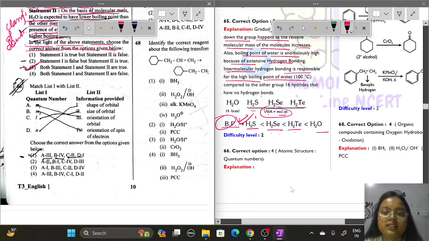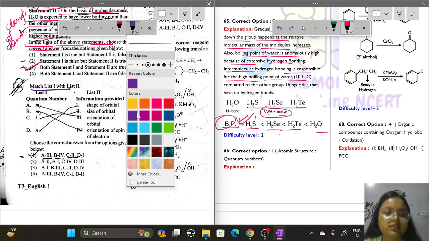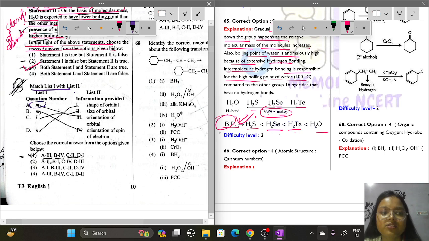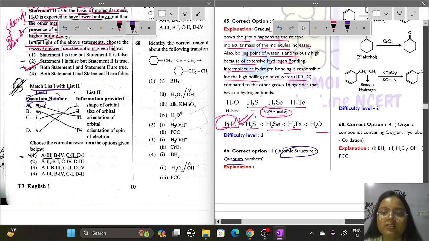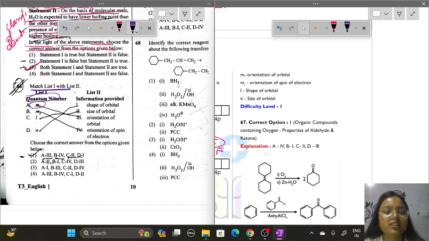Question number 66. Let's move on to question number 66. In question number 66, the matching is given. We have to match. What is ML here? It is from atomic structure. We are asked about the quantum numbers. Quantum numbers, it is from the atomic structure chapter.